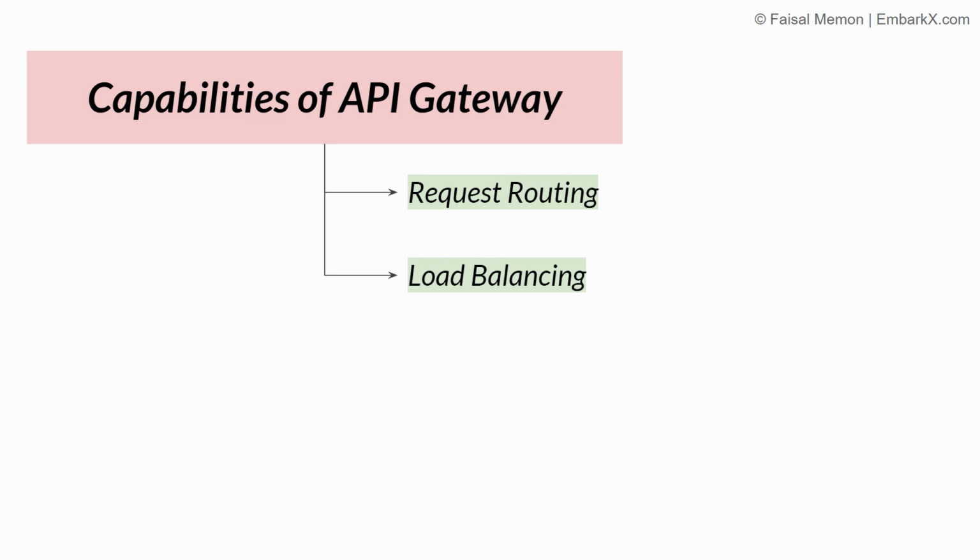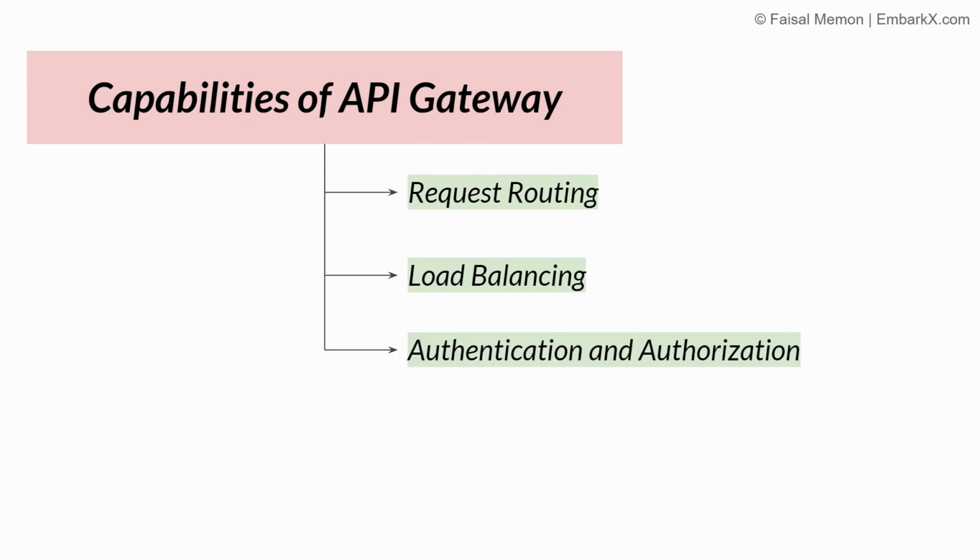Load balancing. Now, this is another ability of API gateway, where an API gateway often incorporates load balancing to distribute traffic across multiple instances of a particular service. This helps improve responsiveness and availability of applications. So if a service is scaled up by adding more instances, the API gateway can distribute requests evenly across all instances.